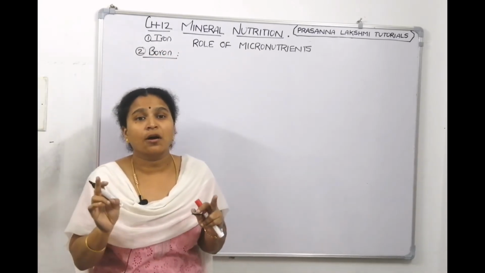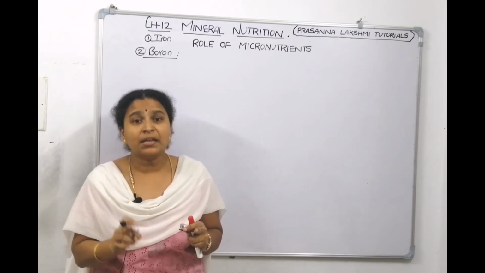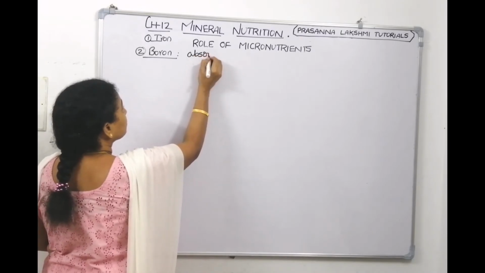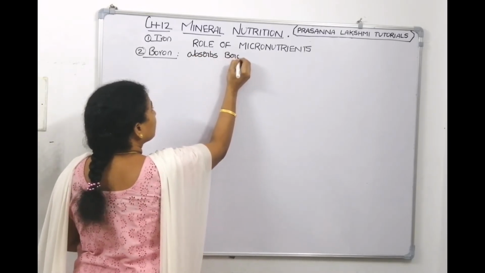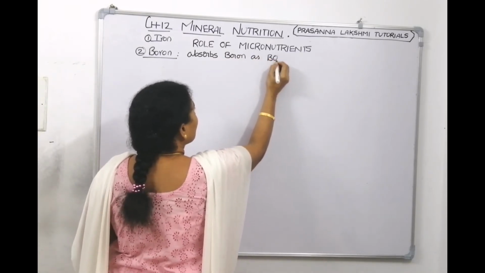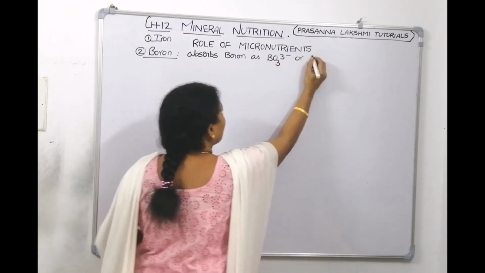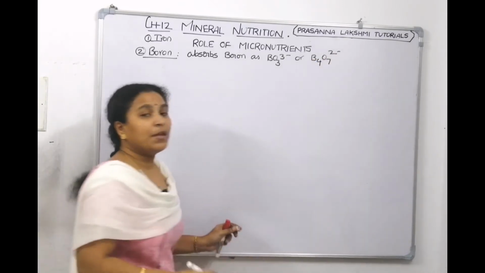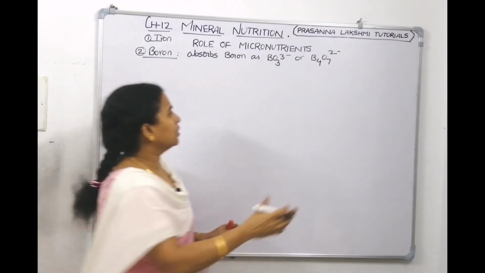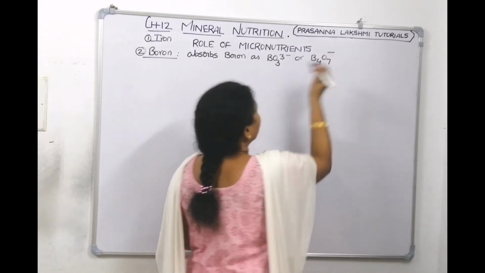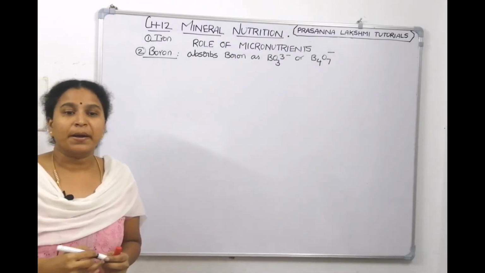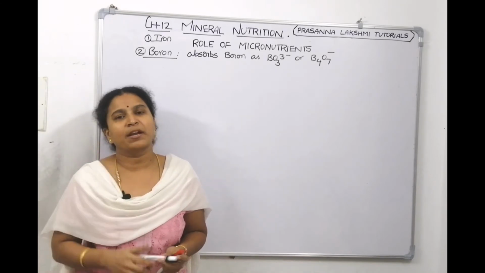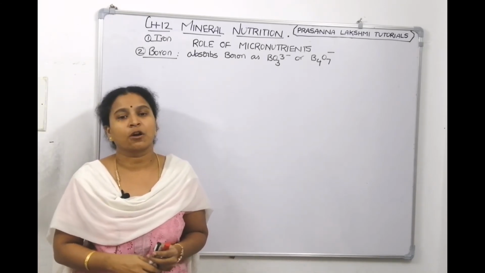Plant absorbs boron in which form? BO3 3 minus, B4O7 2 minus, right? So plant absorbs boron as BO3 3 minus or B4O7 2 minus. In that form, the boron is absorbed by the plant. As I told you, iron has so many functions. Boron also has so many functions. What are the functions of boron?